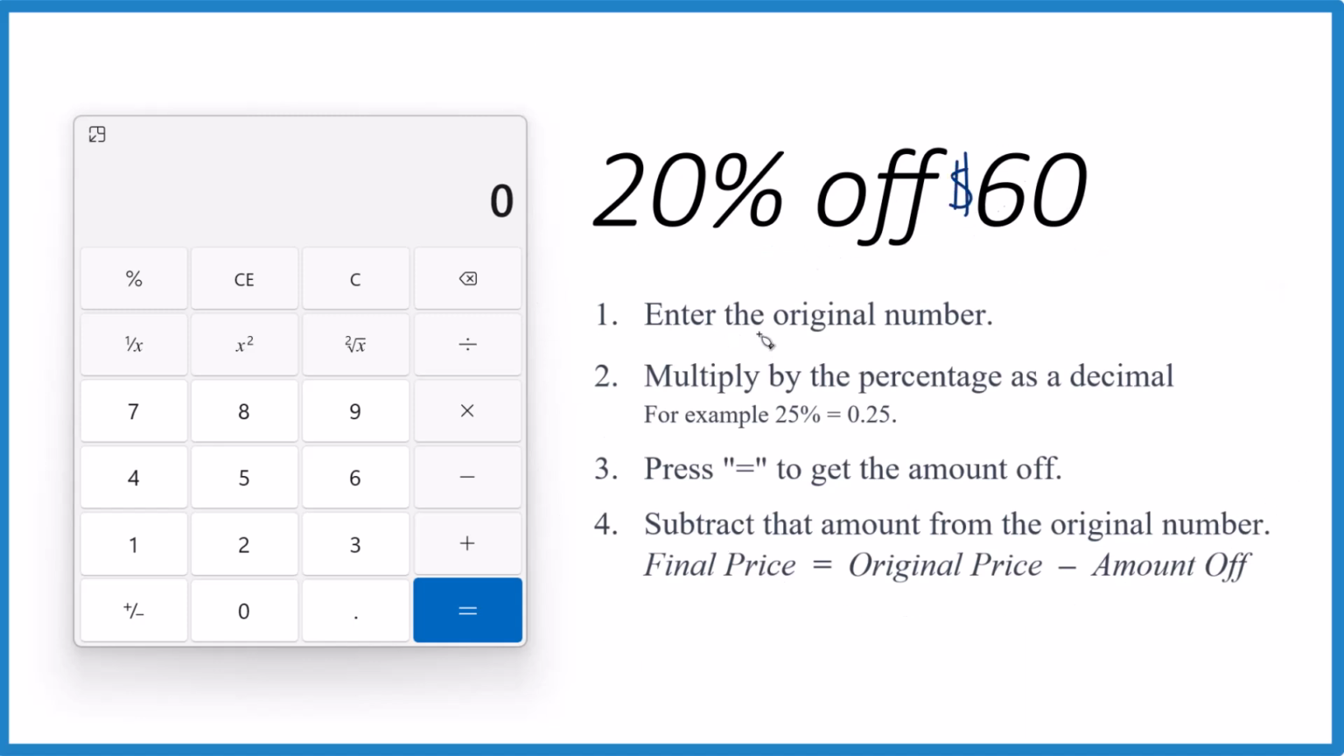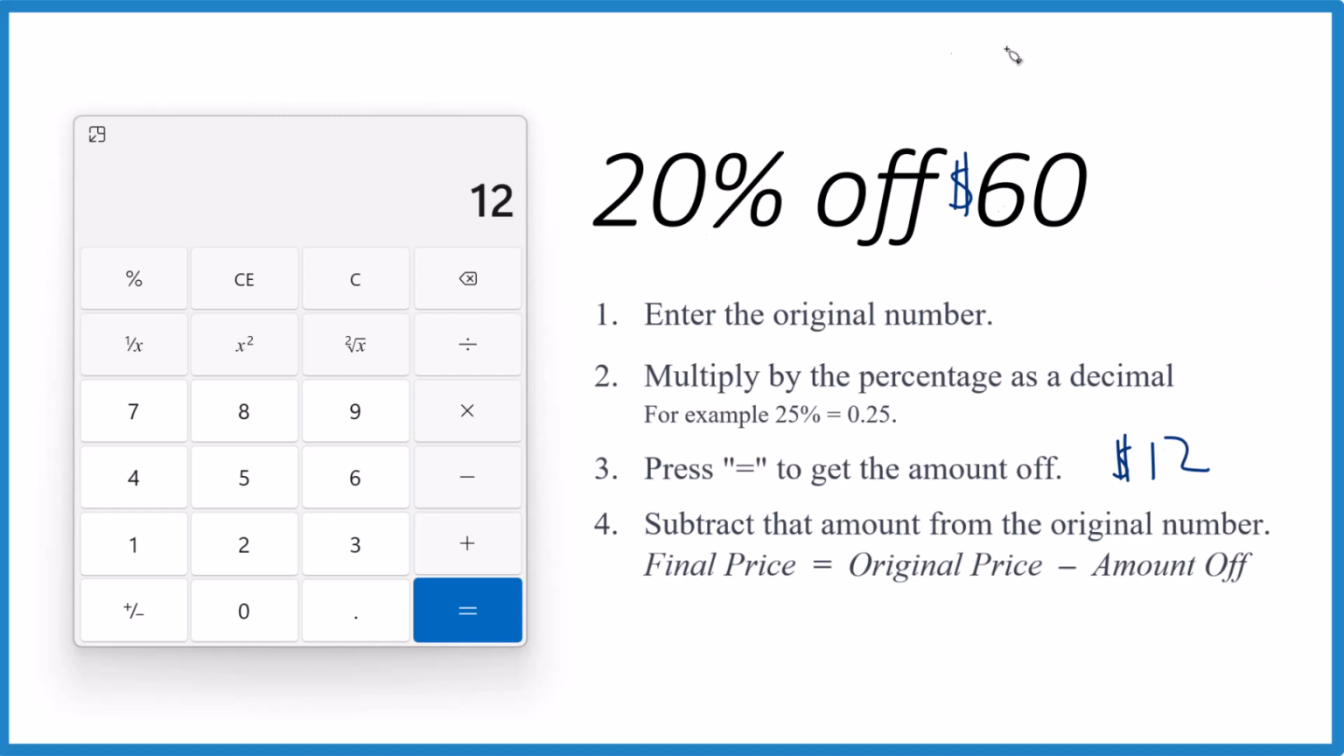So first thing, enter that original number, that's 60, and we're going to multiply that by the percentage here as a decimal. So 20% becomes 0.20, or you could just call it 0.2. So we multiply by that 0.2, hit that equals sign. That gives you the amount off, so $12. So 20% of 60 is $12.